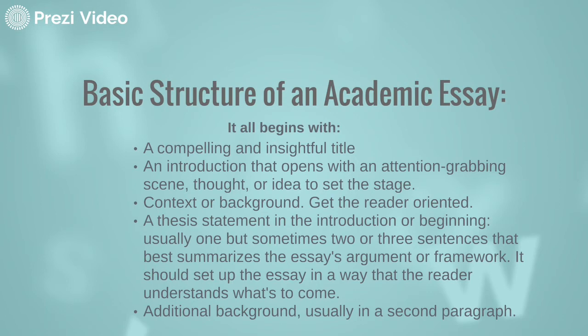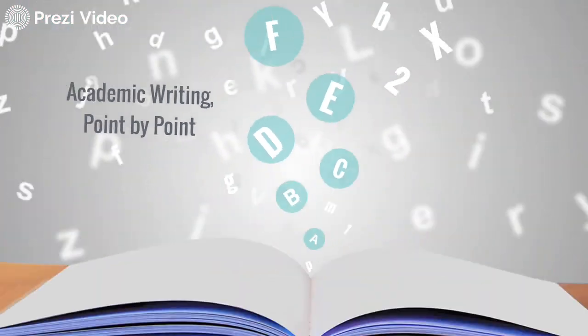I feel like every essay should draw the reader in, get us excited about this topic. We will need some context or background to help get the reader oriented, and then ultimately that thesis statement should land in the beginning. Usually it's a sentence. It's like, here's what I'm going to argue, or here's my stance, or here's what this essay is about. So it really gets us to understand what we're setting up and what's about to come. We might have some additional background. Sometimes that'll show up in a second paragraph, or that could be folded into the introduction.